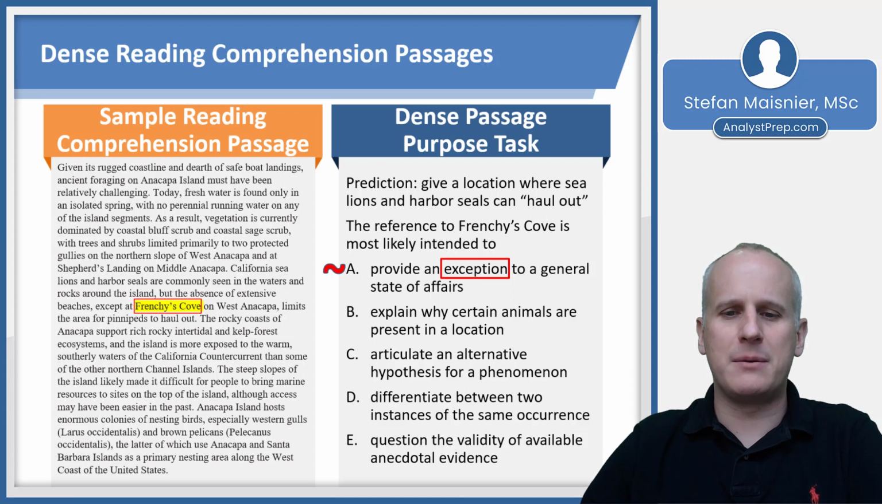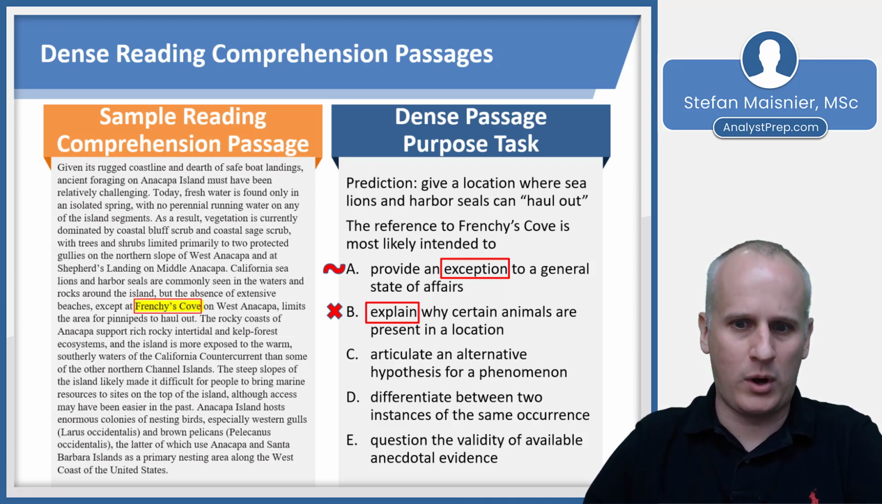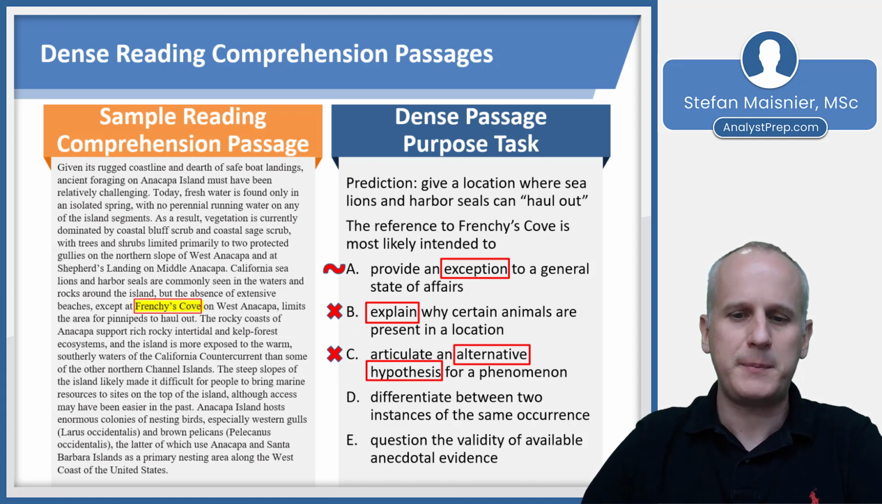Explain why certain animals are present in a location. Well, it doesn't explain why they're at Frenchie's Cove. It just provides the exception for the rule. So we can eliminate this for basically being a what answer to a why question. It tells us what Frenchie's Cove is, it's where they exist, but it's not actually explaining why they're there. Then articulate an alternative hypothesis for a phenomenon. There's no alternative hypothesis, so we can eliminate that pretty directly. Differentiate between two instances of the same occurrence.